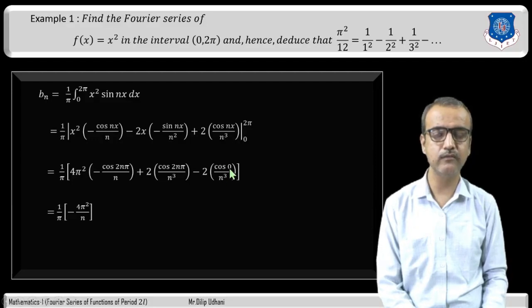The value of cos 0 is 1. So it will become minus 2 by n cube. So plus 2 by n cube and minus 2 by n cube will cancel out. Now we will simplify this result. You can see that pi one time will cancel out. The value of Bn is minus 4 pi upon n.